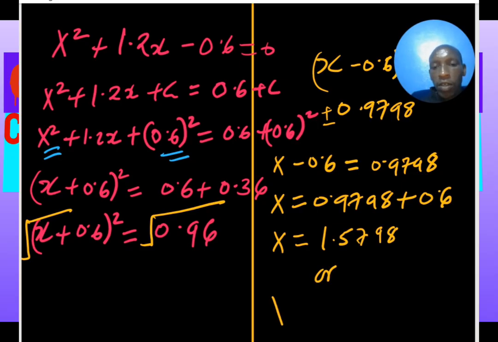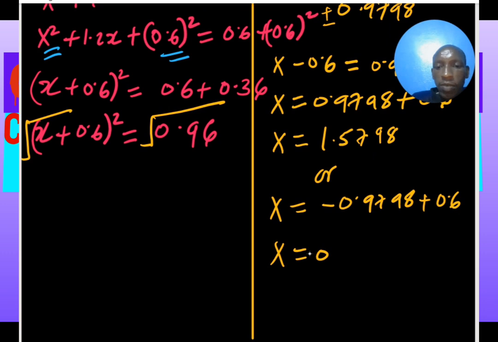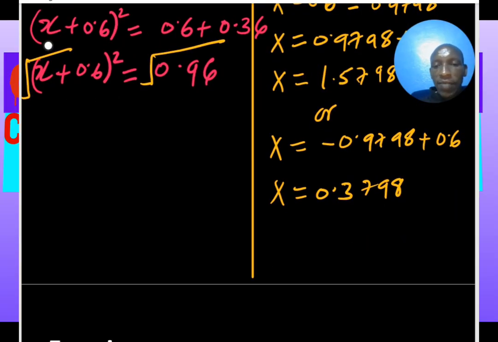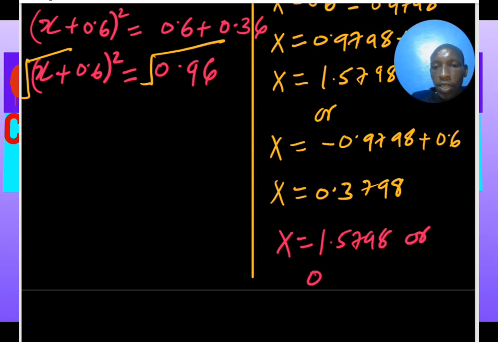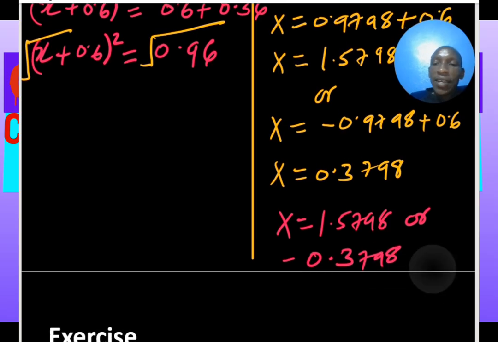x is 0.3798, or x could be equal to negative 0.9798 minus 0.6. x is negative 1.5798. So therefore, the final values of x are that x is equal to 0.3798 or negative 1.5798, and that marks the end.